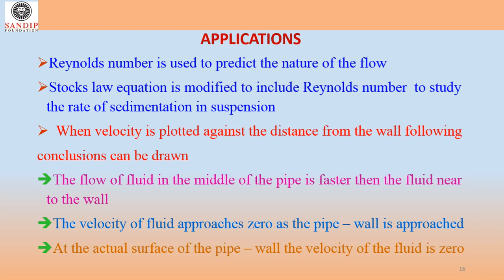Now, next thing: whenever we plot the velocity against the distance from the wall, the following conclusions can be drawn. The flow of fluid in the middle of the pipe is faster than the fluid near the wall. The velocity of the fluid approaches zero as the pipe wall is approached. So at the actual surface of the pipe wall, the velocity of the fluid is zero. From this, we can say that the flow of fluid is more in the middle of the pipe than at the wall of the pipe.